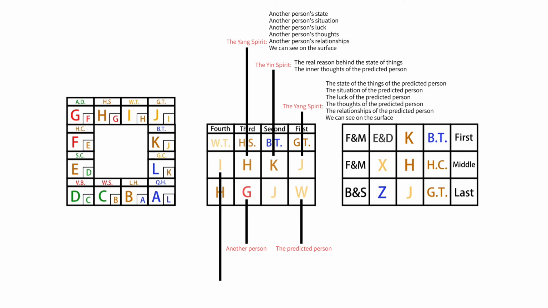The symbol above in the 4th lesson is also called the yin spirit. This yin spirit represents the true cause of another person's state, or the inner thoughts of another person. We can even determine the quality of the relationship between the two people by the relationship between the branch and the symbol below or above the first lesson.